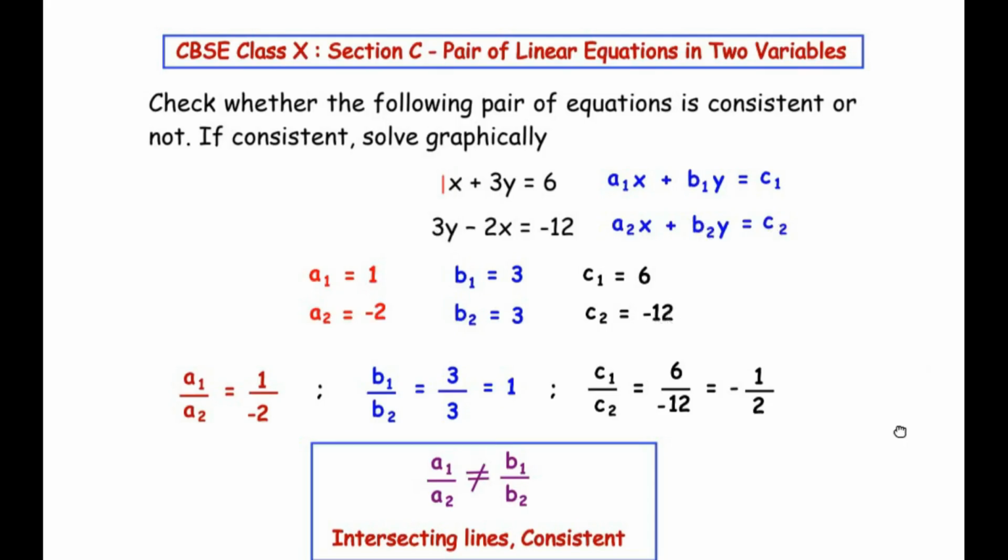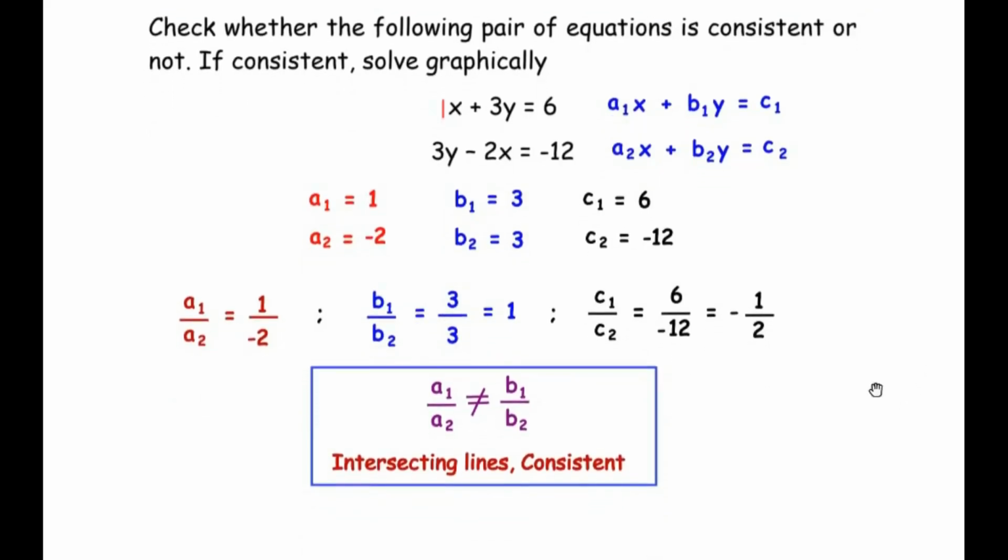Now in the next step we take their fractions, that is a1 over a2, b1 over b2 and c1 over c2. So a1 over a2 gives us 1 over negative 2, b1 over b2 gives us 3 over 3. So 3 divides itself giving us 1, and finally c1 over c2, that is 6 over negative 12. Now 6 divides negative 12, that is 6 1 times is 6 and 6 2 times is 12. So this fraction simplifies as negative 1 over 2.